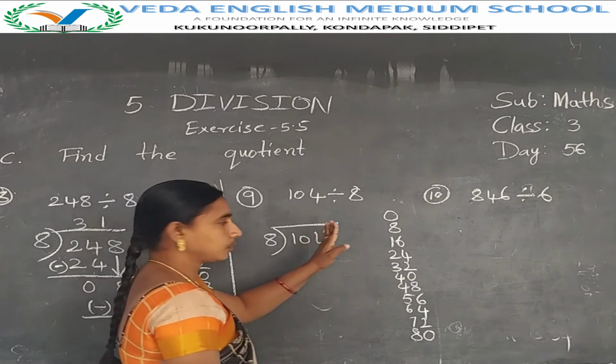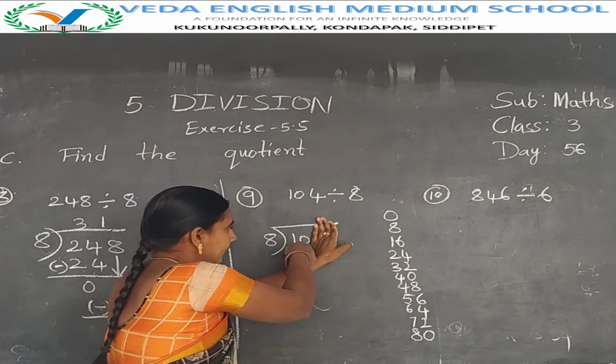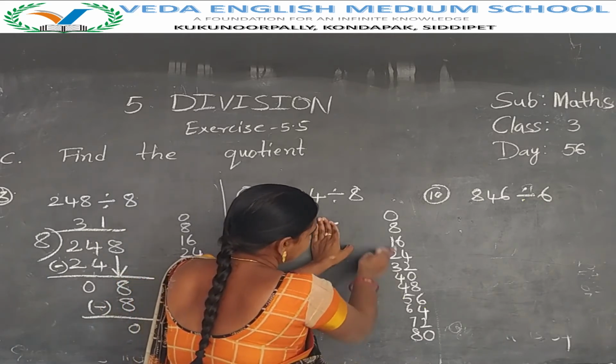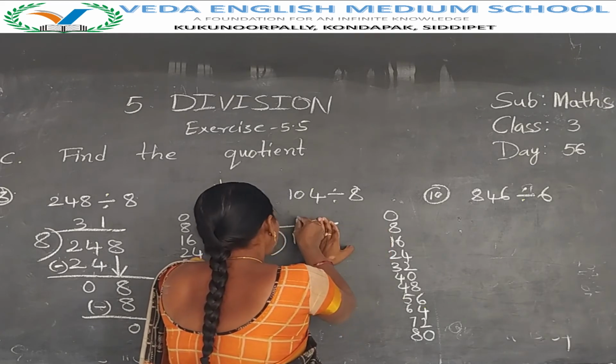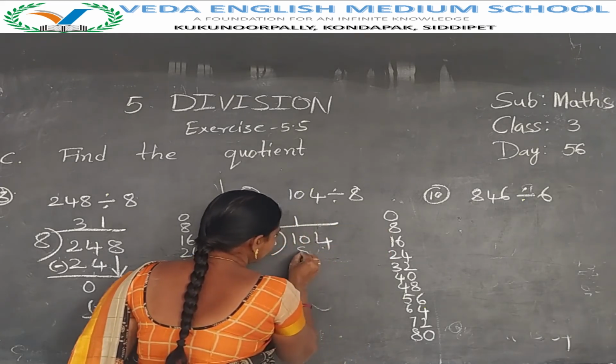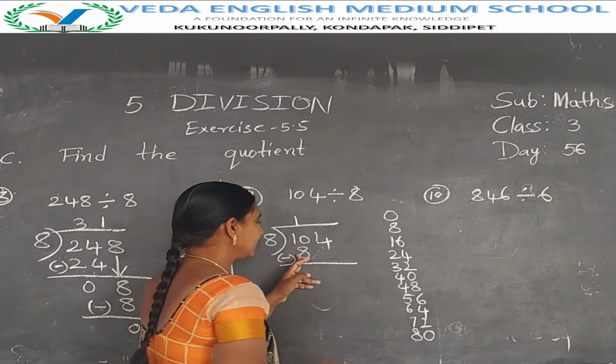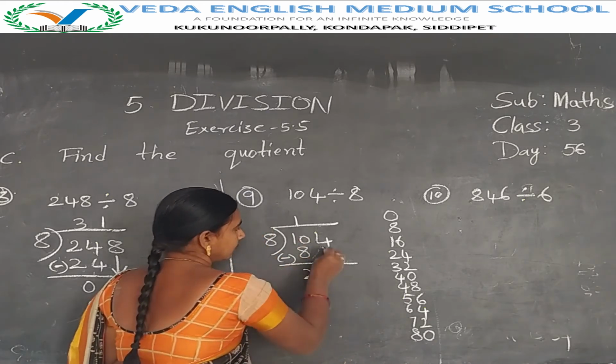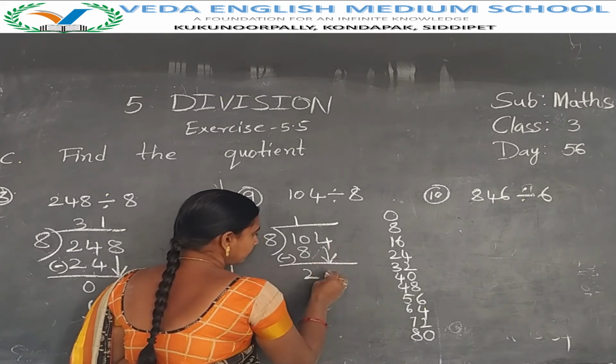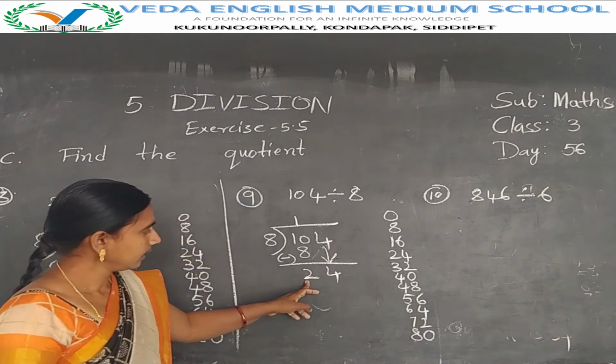Here also, now take 2 digits. The first 2 digits are 10. The nearest to 10 in the table is 8. 1 time 8 is 8. So here 8. 10 minus 8 is 2. Okay. The third digit, bring it down. That is 4. Here 24.